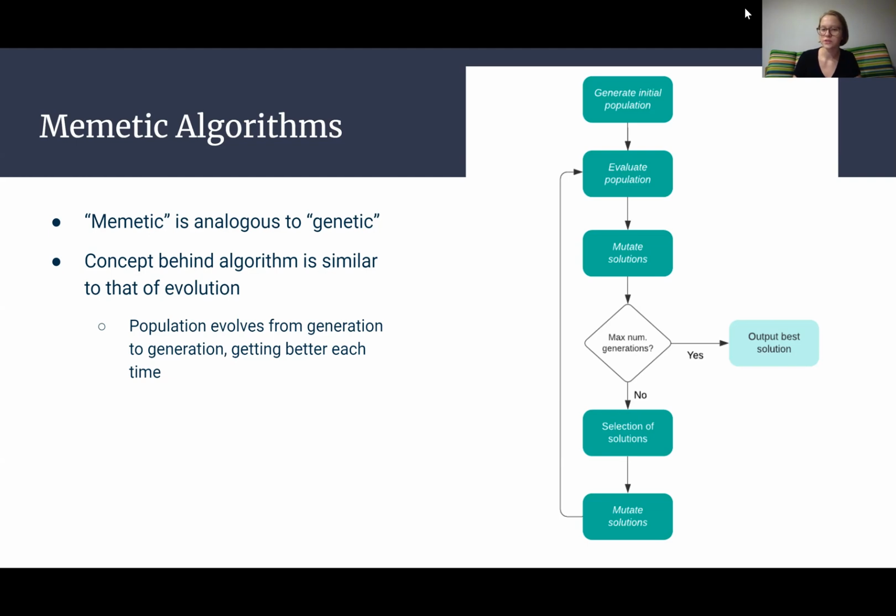You mutate the solutions, so change them a little bit. And then you ask, have we reached the maximum number of generations? Typically, we use 200 generations because that's sufficient to give us good results. If you're there, you output your best solution so far. If not, you select some of your best solutions and mutate them a little bit further to get a new population. So this is like your new generation, and you continue the cycle. In this way, it behaves a lot like evolution, and it continues to improve from each generation to the next, giving us better and better results.